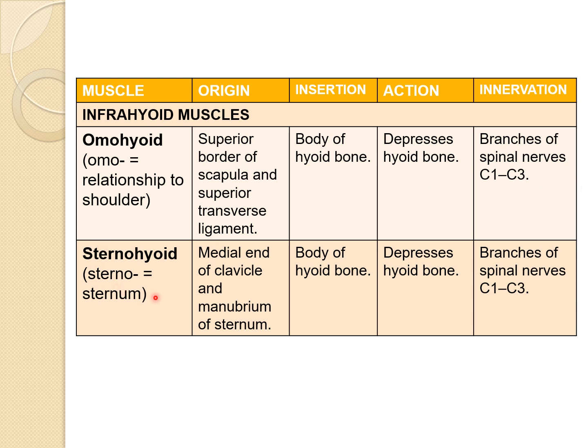The next muscle is sternohyoid. Its origin is at the medial end of the clavicle and manubrium of the sternum, and it inserts at the body of the hyoid. The action of both omohyoid and sternohyoid is to depress the hyoid bone. Sternohyoid is also innervated by branches of spinal nerves C1 to C3.